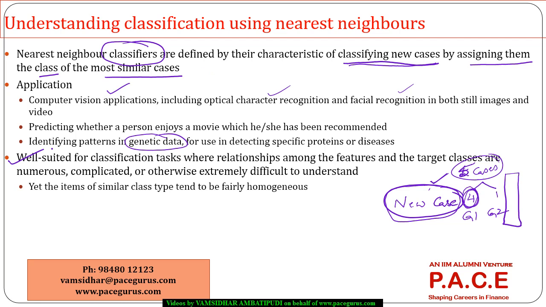So these kinds of methods are very well suited for classification tasks where huge amounts of relationships exist between the various features. There is a lot of interrelationship, a lot of correlation between the various features that are used to define the class. Target classes are numerous, there are so many target classes. There is a lot of complication in terms of the target class. It is very difficult to understand the relationships between the variables. In those cases, it's better that I rely on the nearest neighbors algorithm to do the classification of the data.